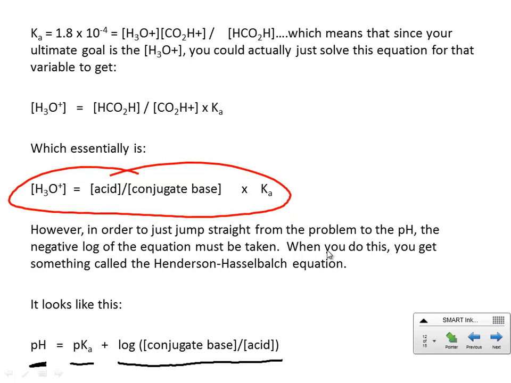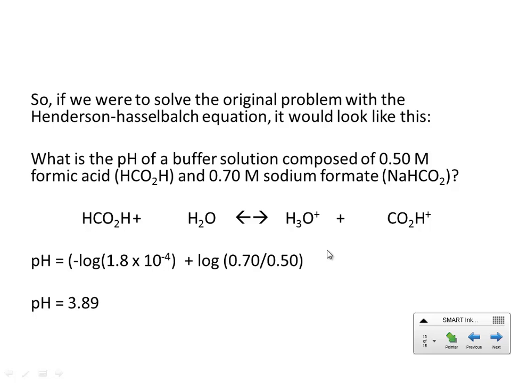So if we were to actually go back and solve our original problem with the Henderson-Hasselbalch equation, it would look like this. If you remember, what is the pH of a buffer solution composed of 0.5 molar formic acid and 0.7 molar sodium formate? There's our equation. If we plug everything into the Henderson-Hasselbalch equation right here, we get a pH of 3.89, which is what we would have gotten with the icebox as well. So essentially, you can use the icebox or the Henderson-Hasselbalch equation for these types of problems. Both ways of solving them work.